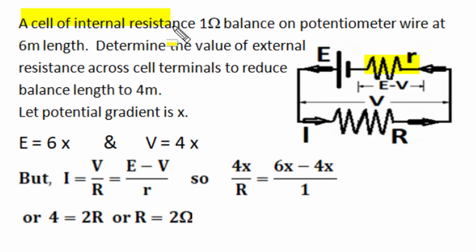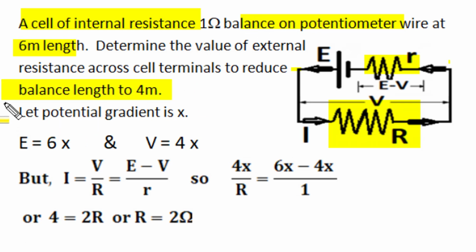In this problem, a cell of internal resistance 1 ohm is balanced on the potentiometer wire without external load resistance at 6 meter length. We have to determine the suitable value of external resistance such that when the tertiary circuit has a flow of current and that current produces some voltage drop in the internal resistance, the reduced terminal voltage of the cell balances at 4 meter length of the potentiometer.